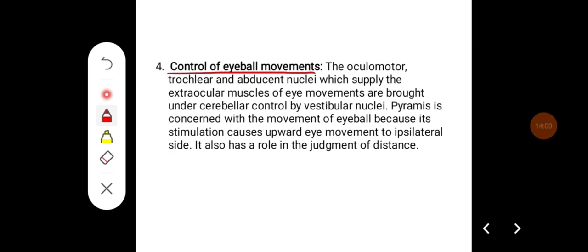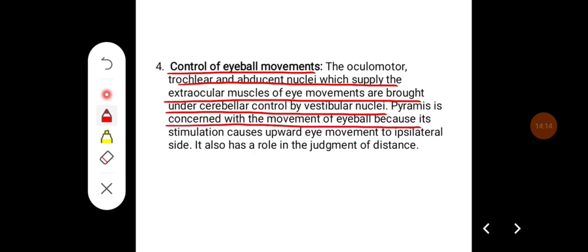Control of eyeball movements. The oculomotor, trochlear, abducent nuclei which supply the extraocular muscles of eye movements are brought under the cerebellar control by vestibular nuclei. Pyramis is concerned with the movement of eyeball because its stimulation causes upward eye movement to ipsilateral side. It also has a role in the judgment of distance.